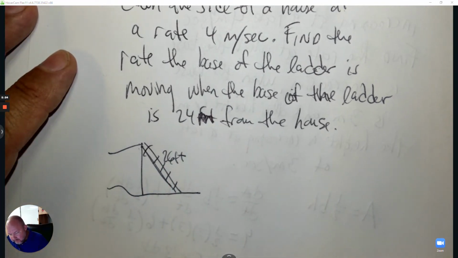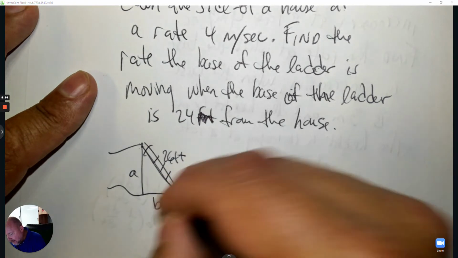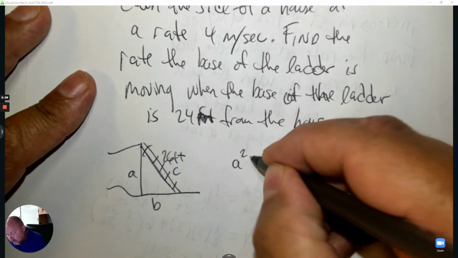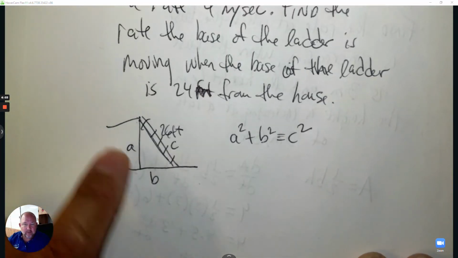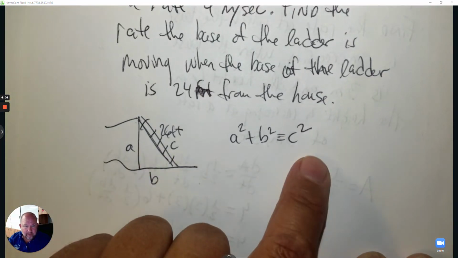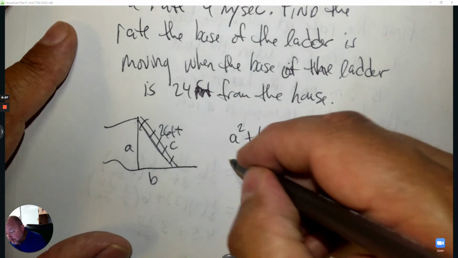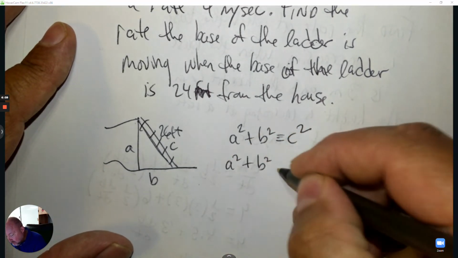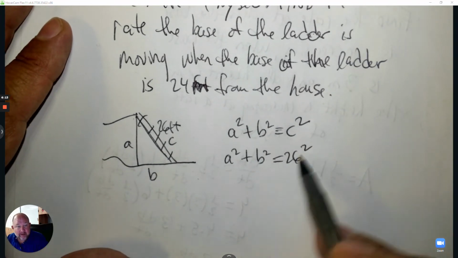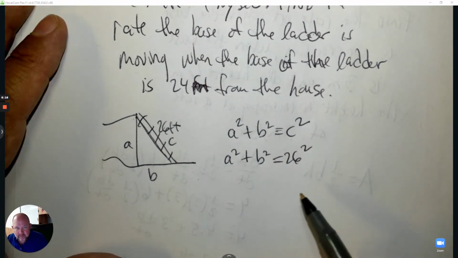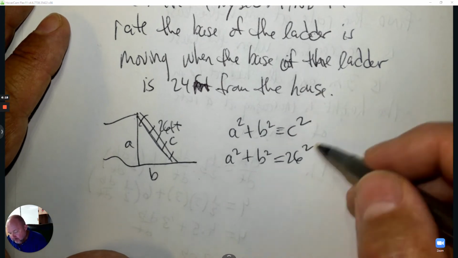What else do we know? And so we can label this A, B, and C. And then we have a formula, the Pythagorean theorem, that we can use. A squared plus B squared equals C squared. Right now you can plug in what's constant, like what doesn't change over time. And so that's the ladder length. I don't even need to know what 26 squared is. The derivative of that is 0.